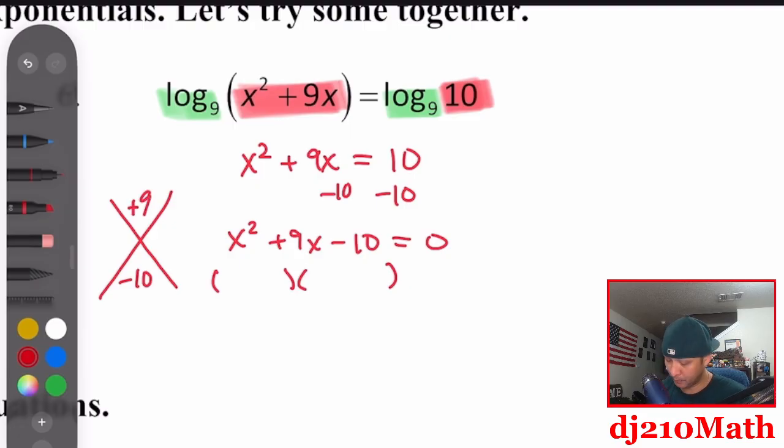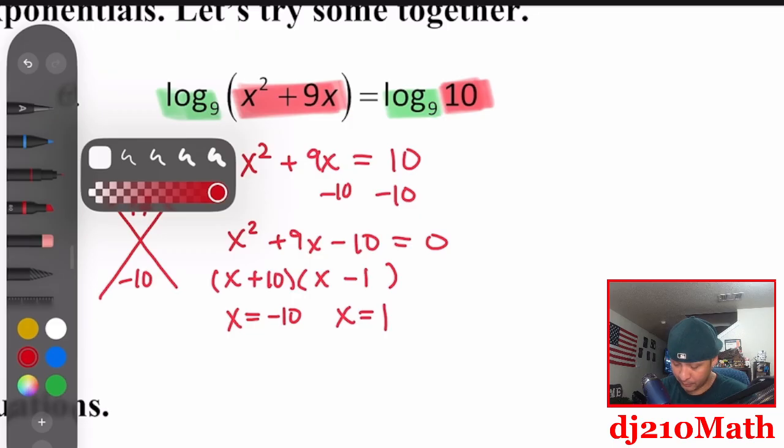So this is going to be 10 and 1 for sure. Plus 10, negative 1. Is that true? 10 times negative 1 is negative 10. 10 minus 1 is positive 9. Okay, so these are the factors. The solutions are x equals negative 10 and x equals positive 1. This is where we have to make sure that these work. Maybe they both work, maybe they don't, maybe only one. So let's see.